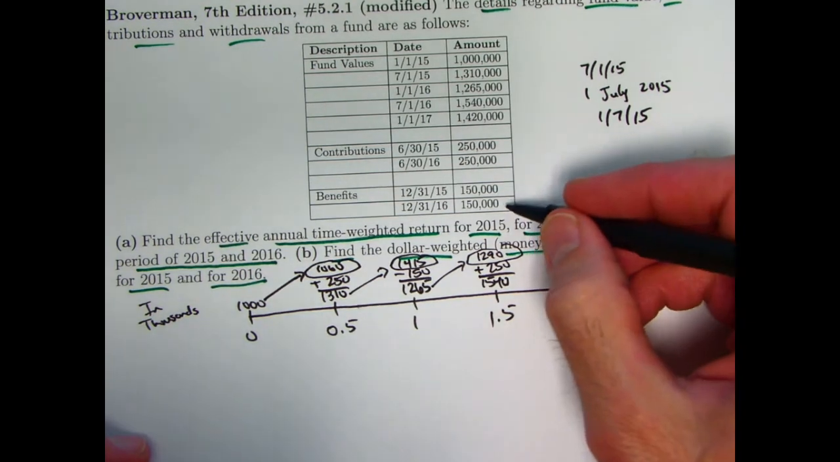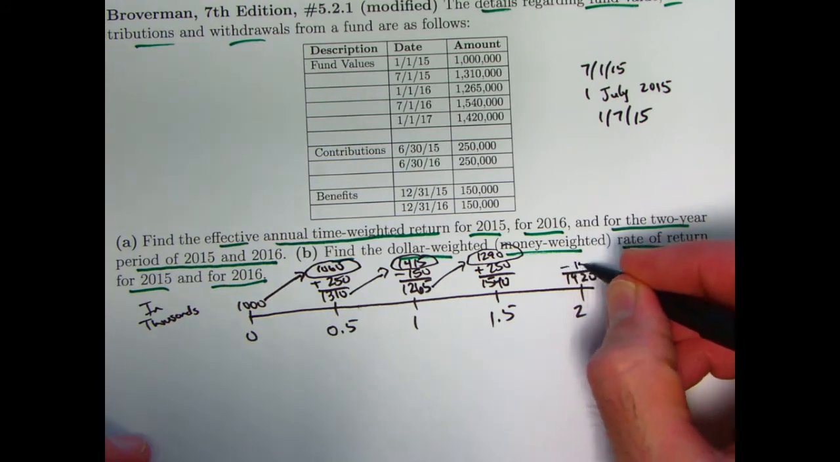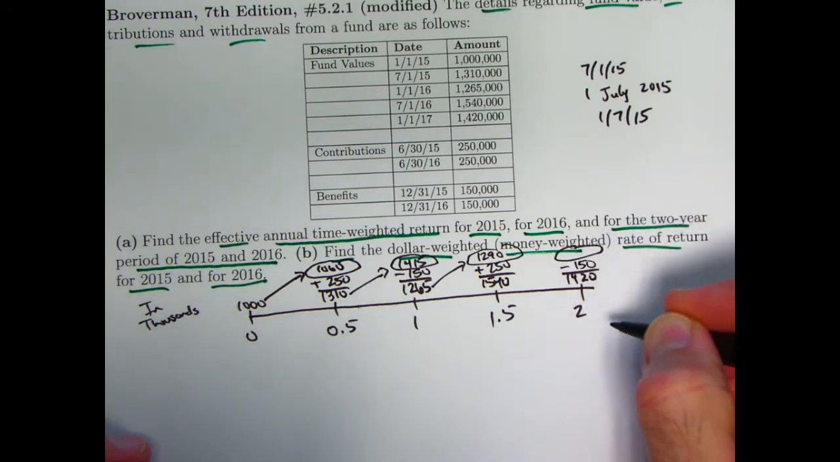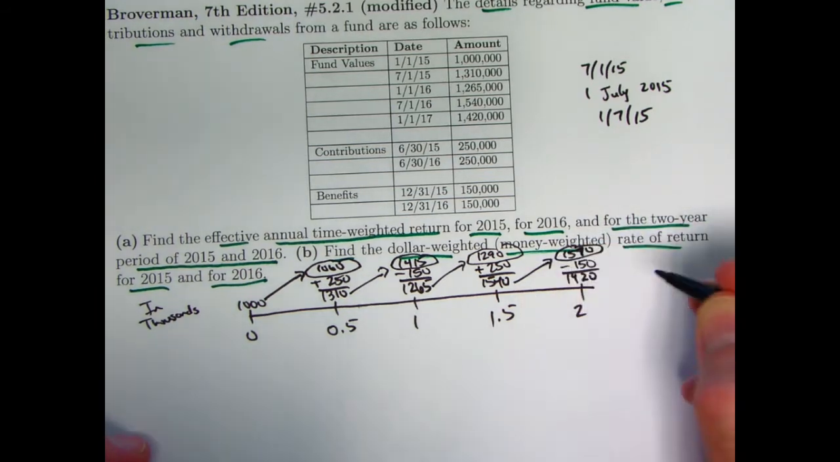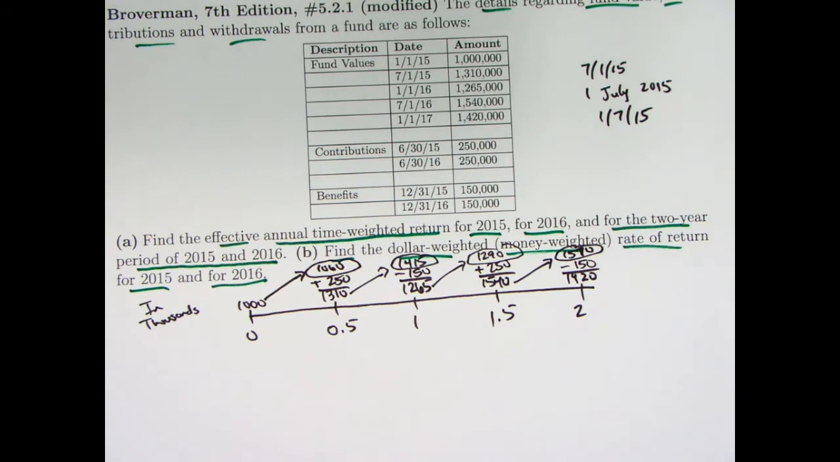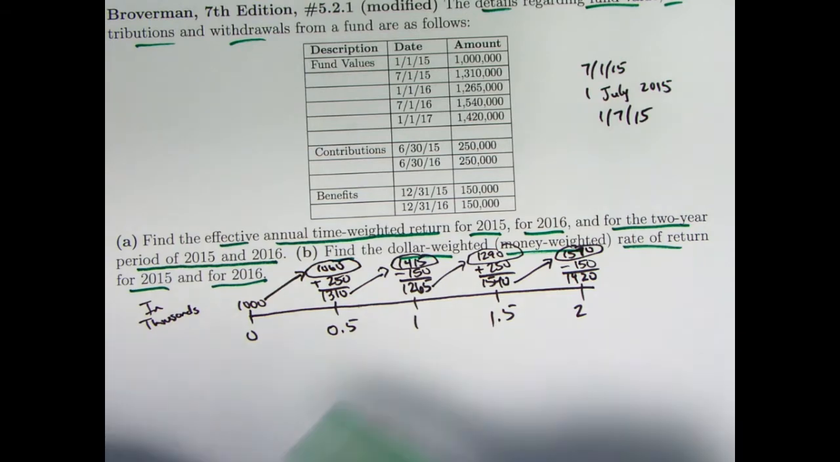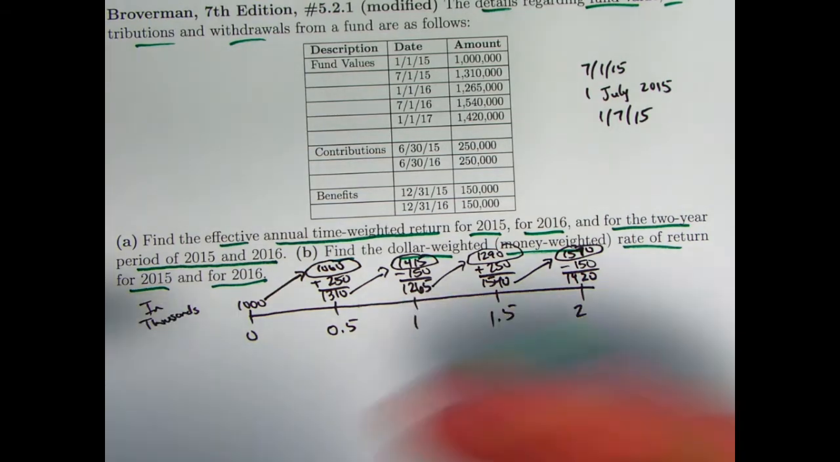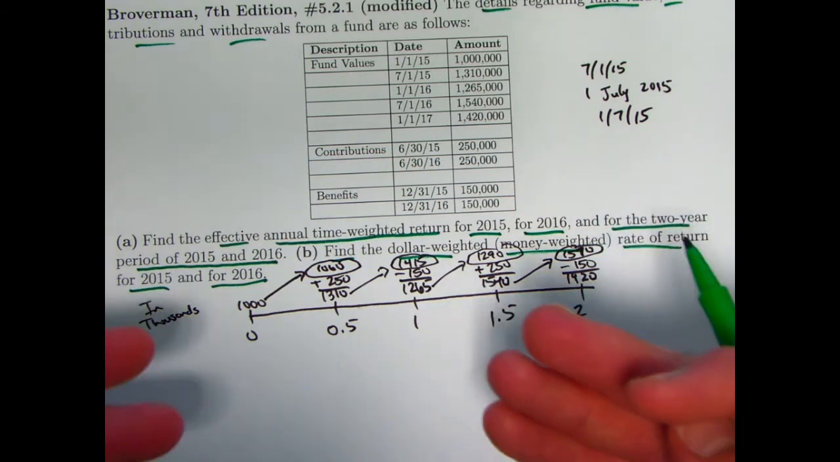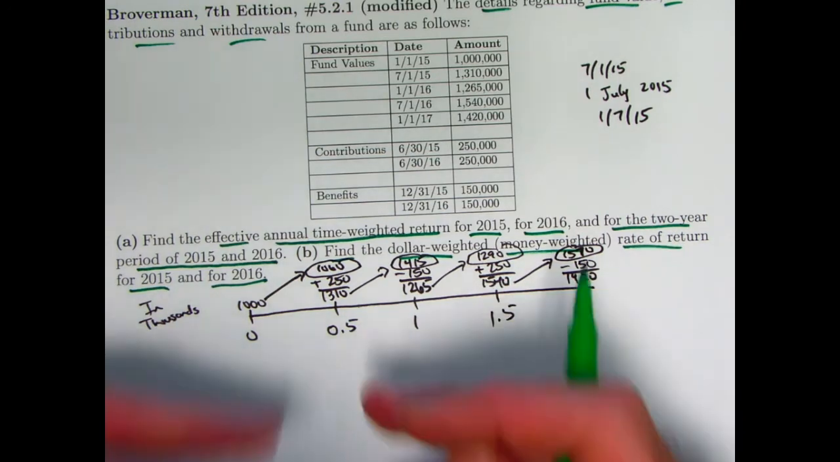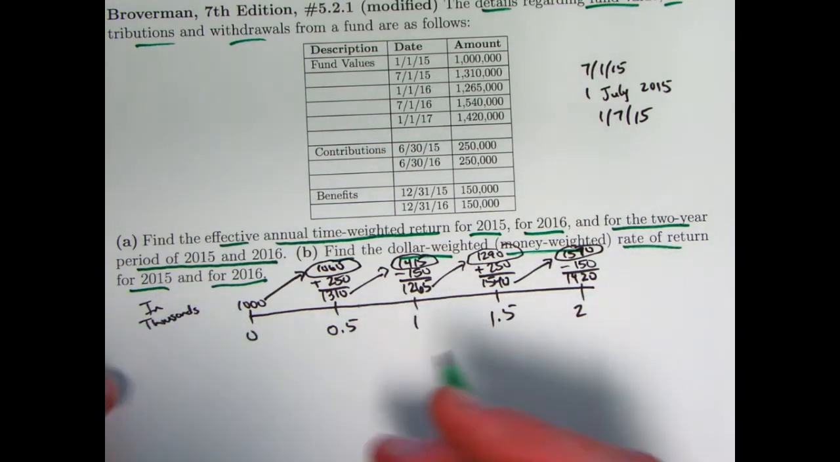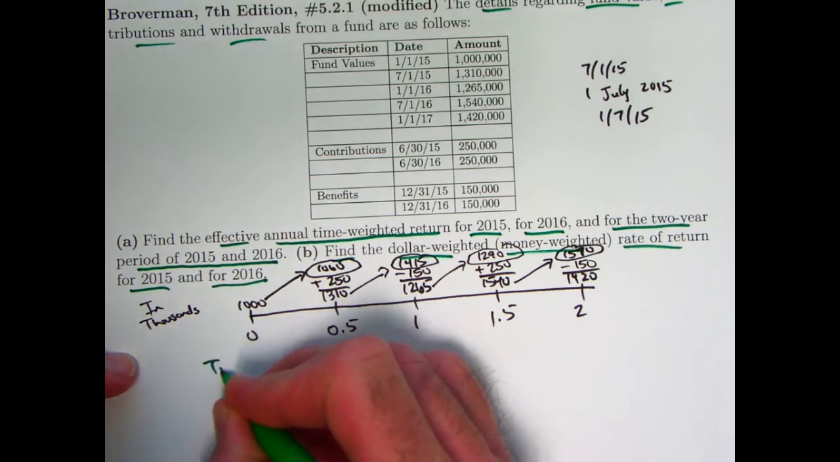And finally, at the end, a benefit of 150,000 is paid. So to figure out the balance right before that benefit is paid, I'd add 1420 plus 150 is going to be 1570. The account grows from 1540 to 1570. So here you can see right away the performance over the first year seems to be better than the performance over the second year. Now, as far as the time-weighted rates of return here, we are just focused on the growth, essentially. We are ignoring the actual amount of the contributions and benefits. I mean, they are, of course, relevant for determining these amounts, but we are just focused on the growth.